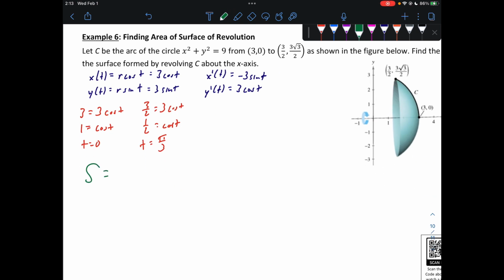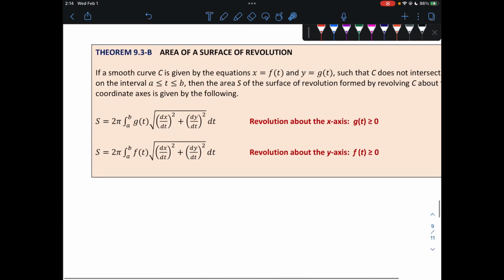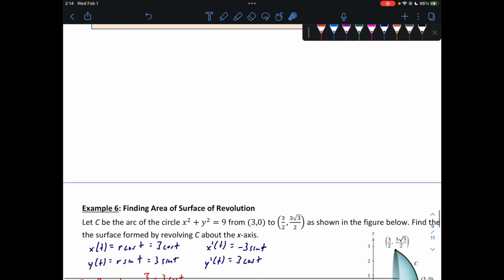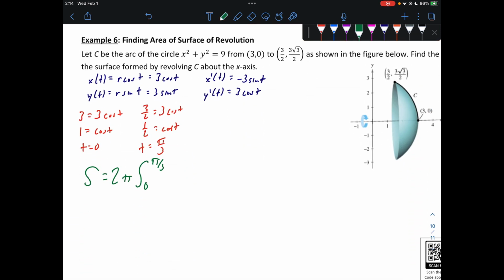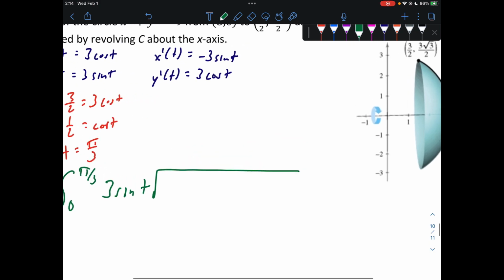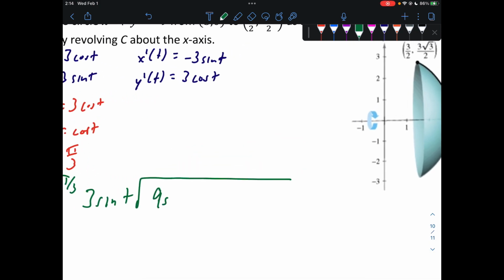Our surface area is going to equal 2 pi, integral from 0 to pi over 3, of, since we're revolving around the x-axis, that means we're going to use g of t, which is y, which is 3 sine t. Big square root, x prime squared plus y prime squared. So x prime squared would be 9 sine squared. Y prime squared would be 9 cosine squared dt.